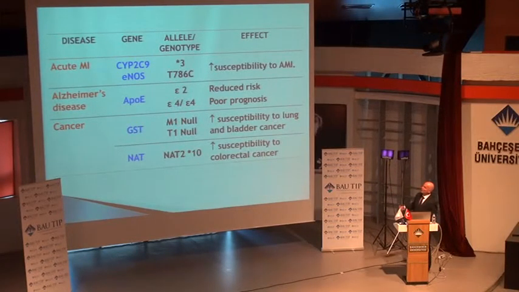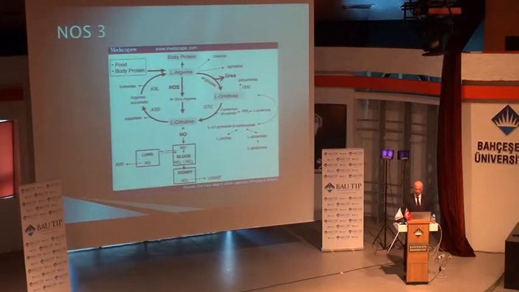Cancer, we have glutathione S-transferases, which are null types. The M1 and T1 null types are susceptible to lung and bladder cancer. And the NAT2 is an N-acetyltransferase, which transfers, in the second phase as well of the detoxification, acetyl groups on this molecule to make it water soluble so that it can be excreted by the kidneys. But NAT2 is as well susceptible for colon cancer.